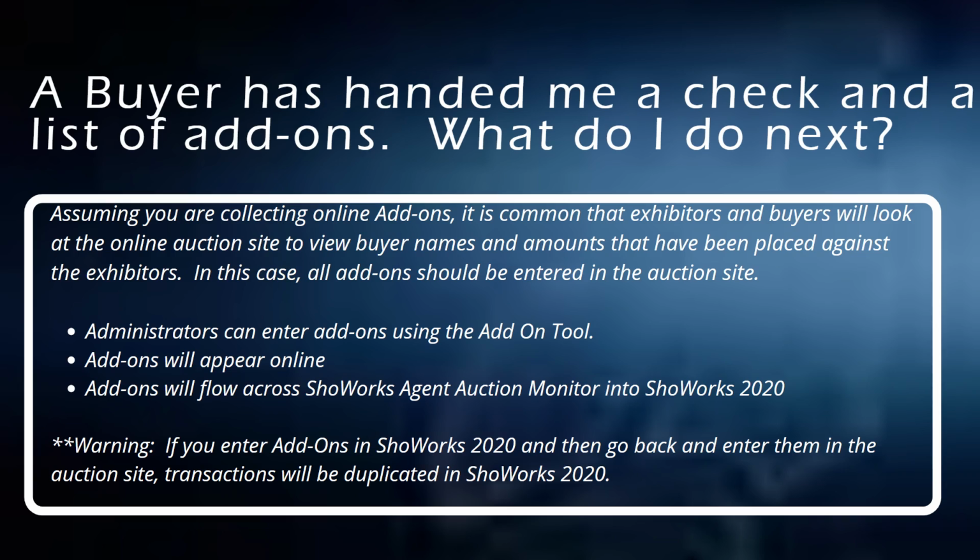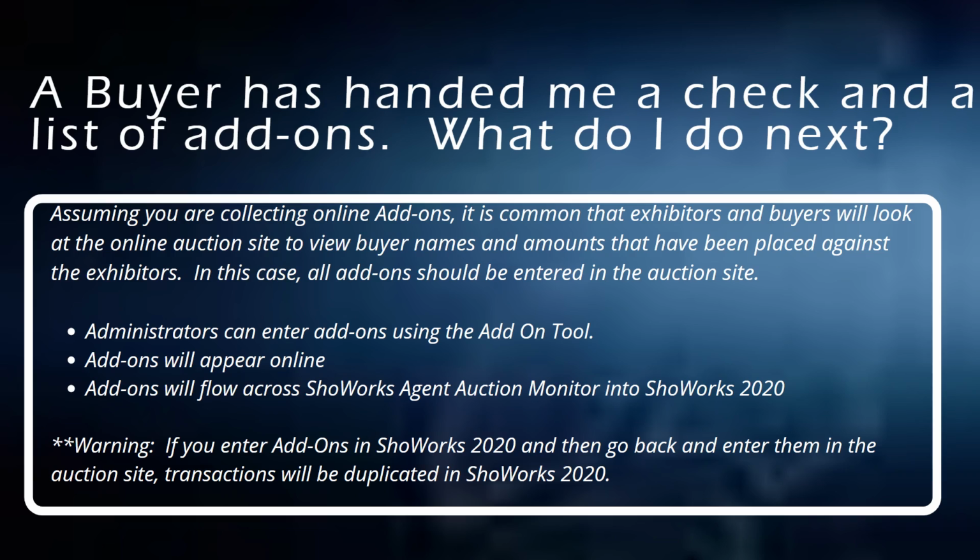Another question is, a buyer has handed me a check and a list of add-ons. What do I do next? So assuming that you're collecting add-ons online, it's very common that exhibitors and buyers will look at the auction site. They want to see buyer names. They want to see the amounts that have been placed by those buyers, or even the total amount of add-ons placed on the exhibitor. If this is the case, and typically it is the case 99% of the time, you will want to make sure that any and all add-ons are entered into the auction site.